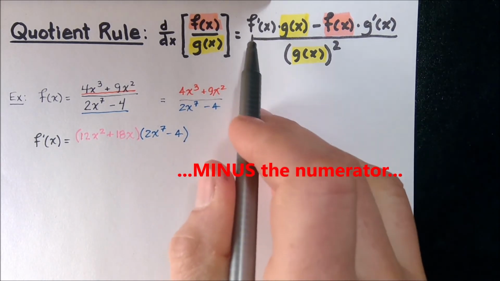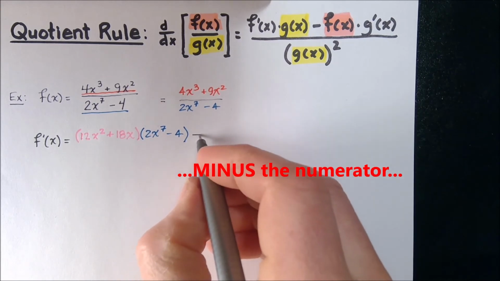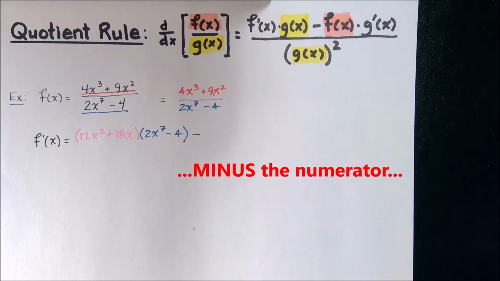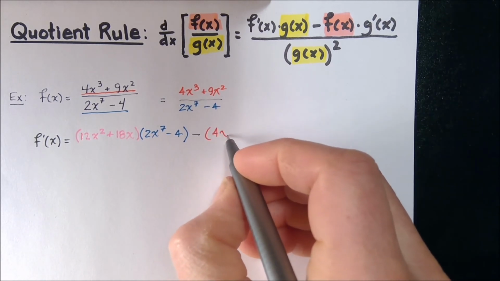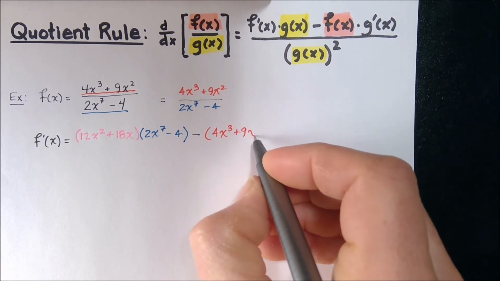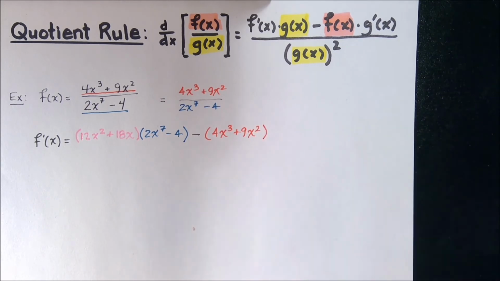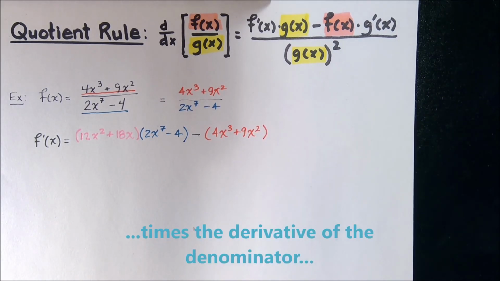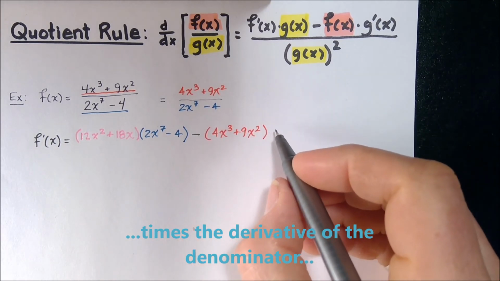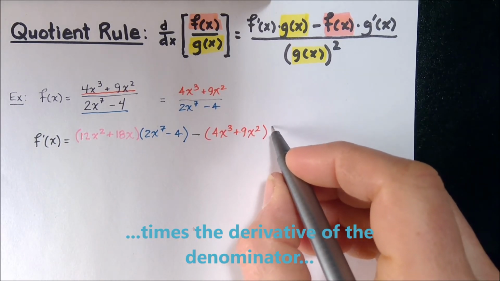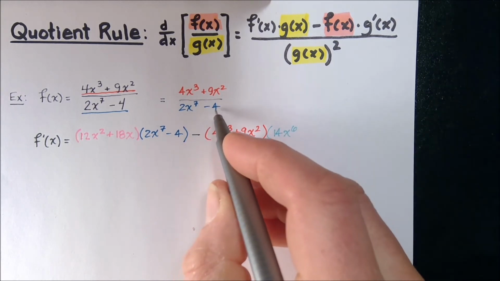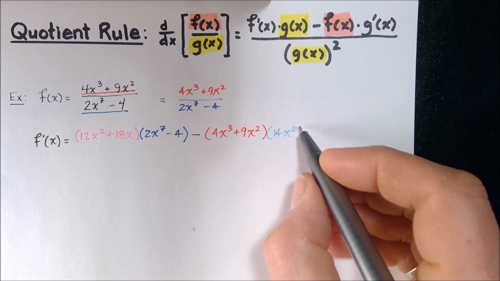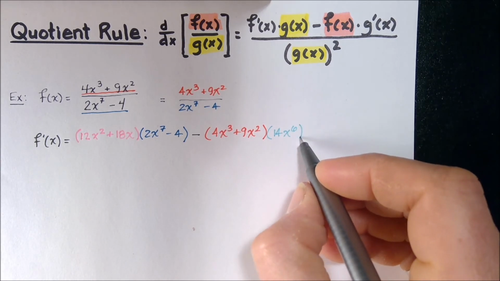And then my quotient rule says to subtract, right? It's the difference. And now it's just f of x, whatever that numerator was, so 4x cubed plus 9x squared. And we're multiplying that by the derivative of the denominator. So if the denominator is 2x to the 7th minus 4, its derivative is 14x to the 6th. And of course, the derivative of negative 4 is 0, so we don't subtract 0, we just leave it off.